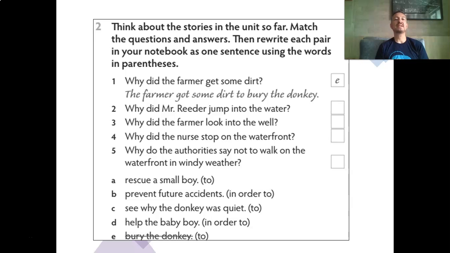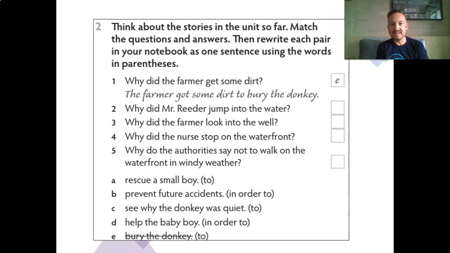Think about the stories in the unit so far. Match the questions and answers. Then rewrite each pair in your notebook as one sentence using the words in parentheses. So we have 2 things that you have to do here. First, you have to think about the stories that you have read in your unit 11, and then match the sentence here, the first, with the second part. Okay, questions and answers. And then get your notebook and write a whole sentence.